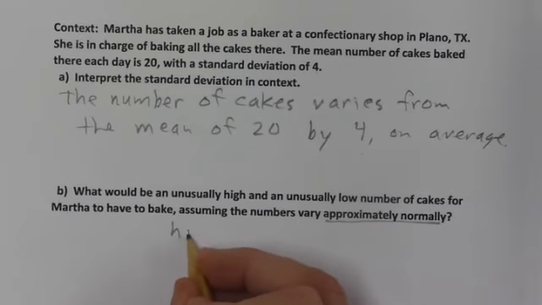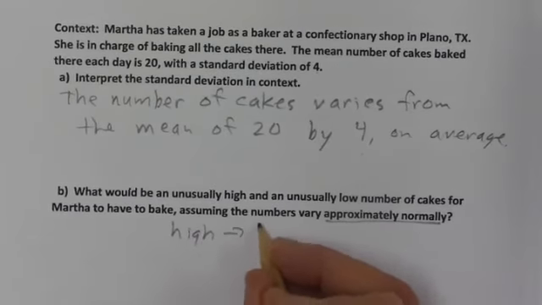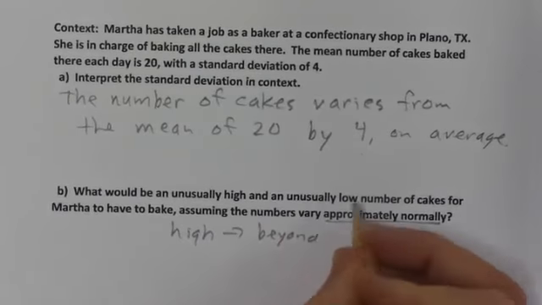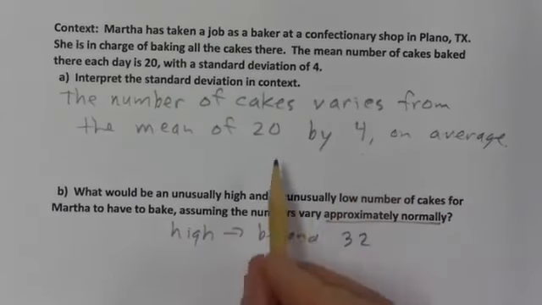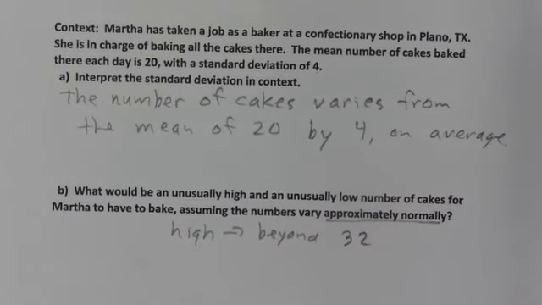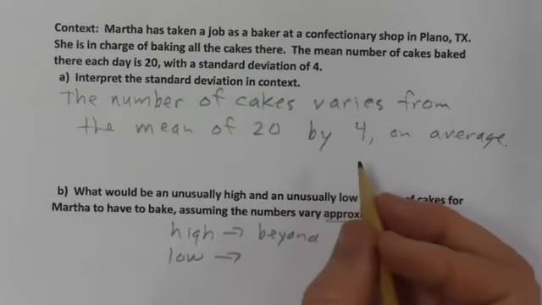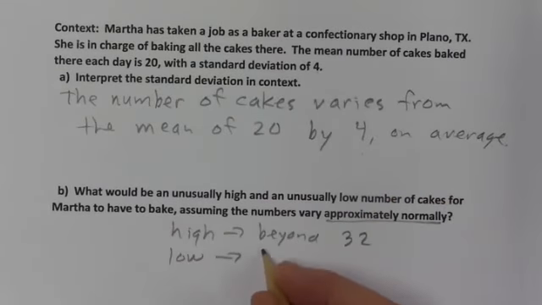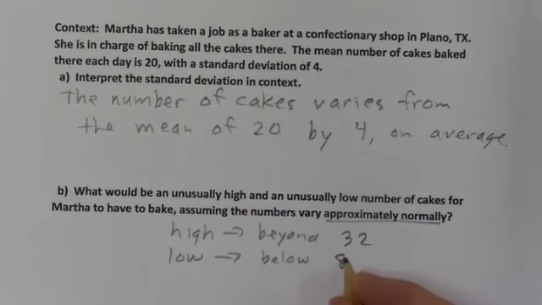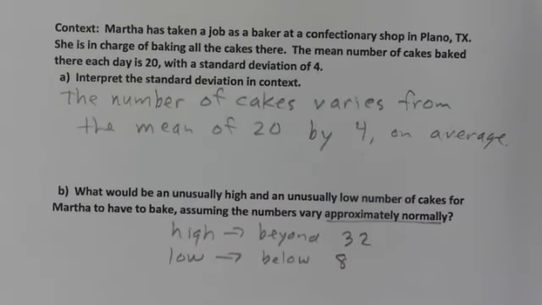An unusually high would be anything beyond 32. That would be 3 standard deviations above the mean. That'd be 12 above. And a low, anything 20 minus 12, which would be 8. Anything below 8, that would be really unusual to happen. So she can be really confident that the number of cakes she's going to have to bake is between 8 and 32. So that's it. That is just a little problem with standard deviation. That's all I wanted to say about that.